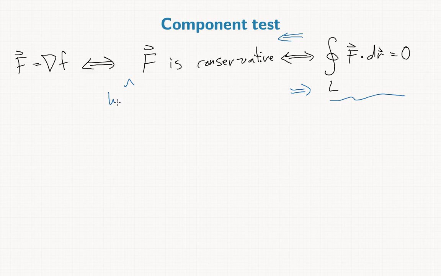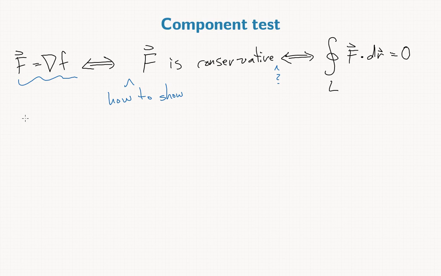So we want to know how, being conservative is a very useful property, but how do we actually check it? So we can get more mileage out of this characterization.